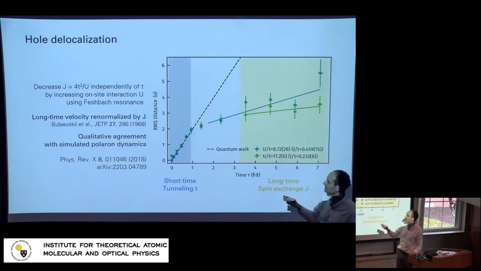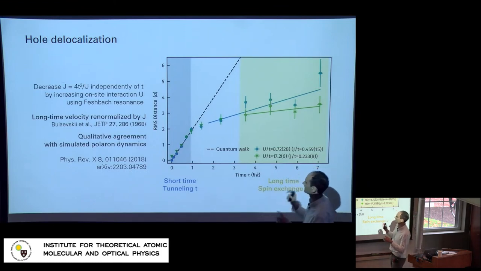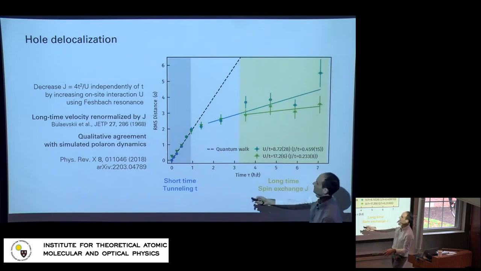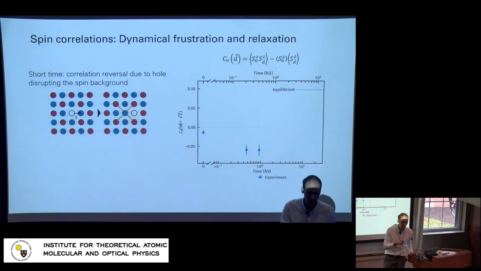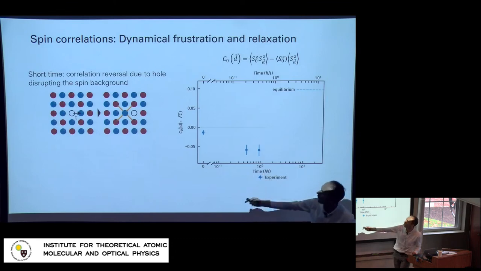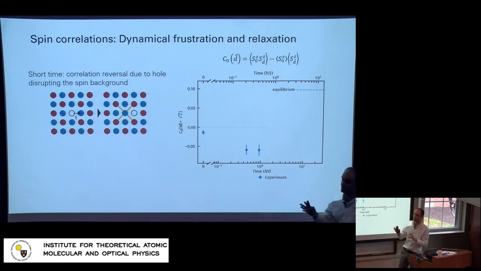We have a good qualitative agreement with some models we had for polaron dynamics, and again we see these two effects, both the tunneling and the spin exchange energy, as a function of time in our hole dynamics. We can look at not only density observables but also spin observables. We can look at spin correlations and how the hole, as it moves, can disrupt the spin order. There too, I will be brief, we can see these two time scales dictated by T and J appearing in some of the spin correlations in our system.